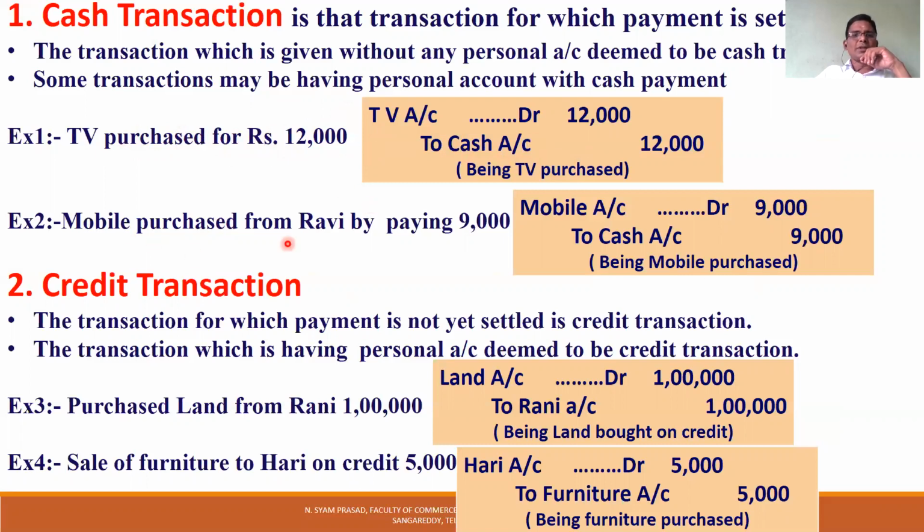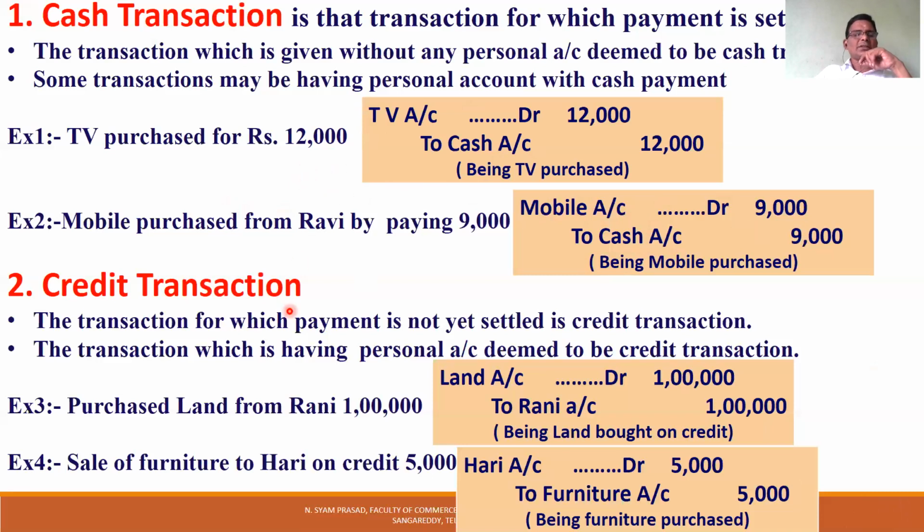Then mobile purchased from Ravi by paying 9,000. We bought a mobile from Ravi by paying him 9,000. That means also cash is settled. We already paid rupees 9,000. As we paid, what is coming in? Mobile is coming in and cash is going out. So debit what comes in, credit what goes out. Mobile is coming in, debit mobile, and cash is going out, credit the cash. So these are the cash transactions.